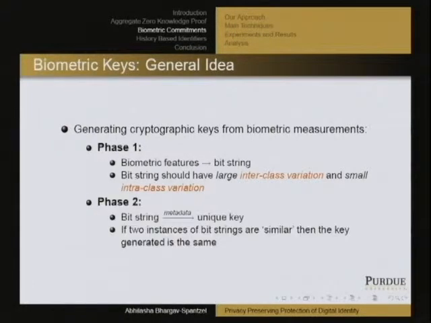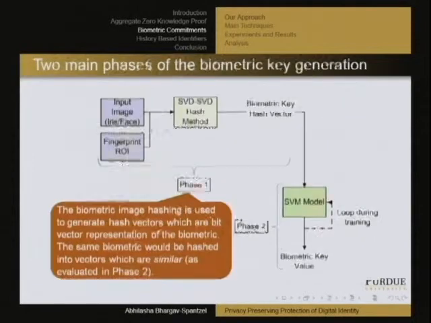This closeness is really determined in the second phase, where you have a bit string and you use some metadata and boil it down to one key. If two instances of the bit string are similar, meaning they are from the same person, then the same key should be generated. In our system, this is the main flow.